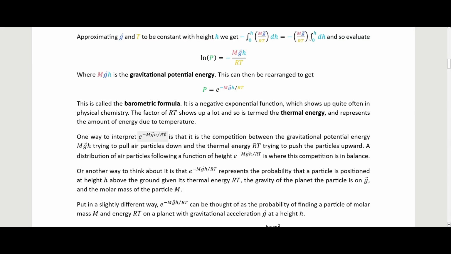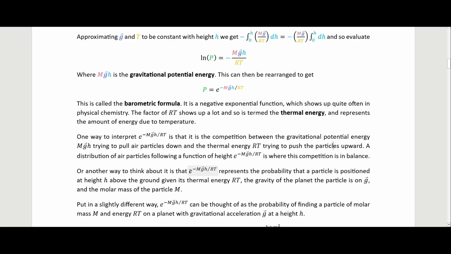One way to interpret this right here is that it is the competition between the gravitational potential energy, which is up here in the numerator in our exponent, and that is trying to pull air particles down, and the thermal energy, which is RT, which is in the denominator up here, trying to push the particles upward. So again, we have those different forces, one pushing up, one pulling down, we have a competition. And so the distribution of air particles that follows this function is where this competition is in balance.